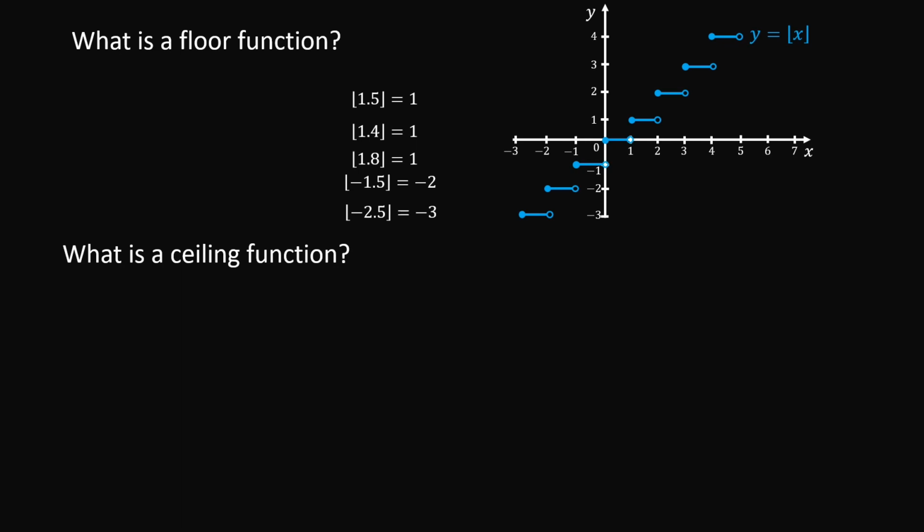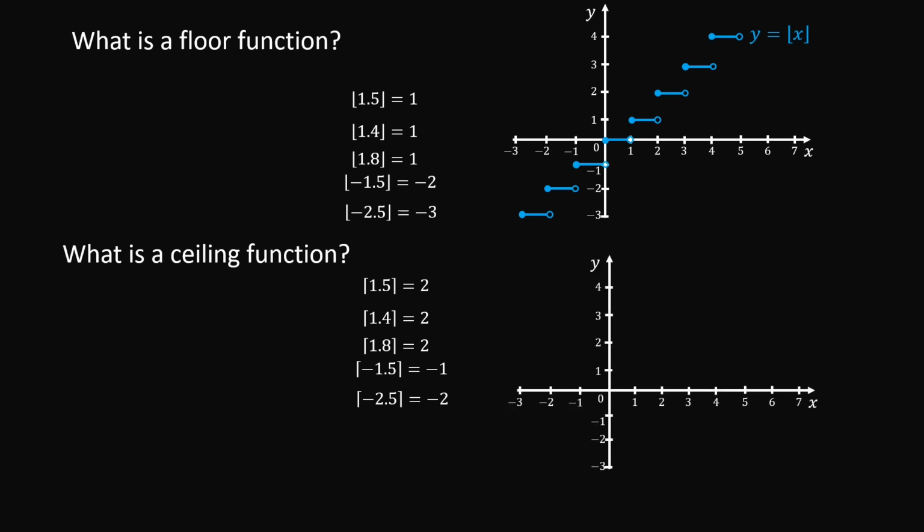Now, what again is a ceiling function? A ceiling function, on the other hand, is the whole number integer greater than the specific real number that we're looking at. For example, the ceiling function of 1.5 would be 2, which is the whole number integer higher than that. 1.4 would be 2, 1.8 would be 2. For negative 1.5, instead of negative 2 as with the floor function, the ceiling function will give you negative 1. And the negative 2.5 input would result in a negative 2 output with the ceiling function.